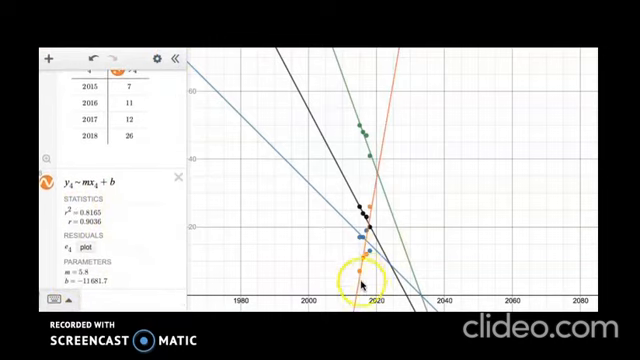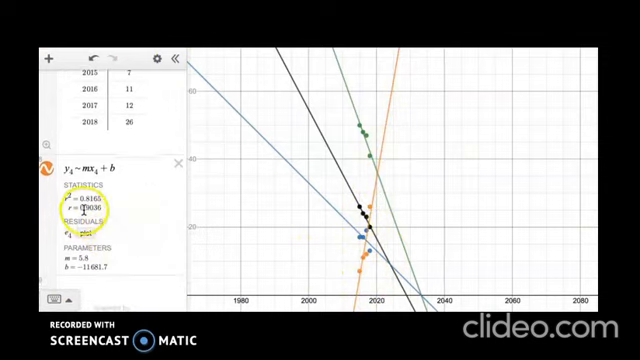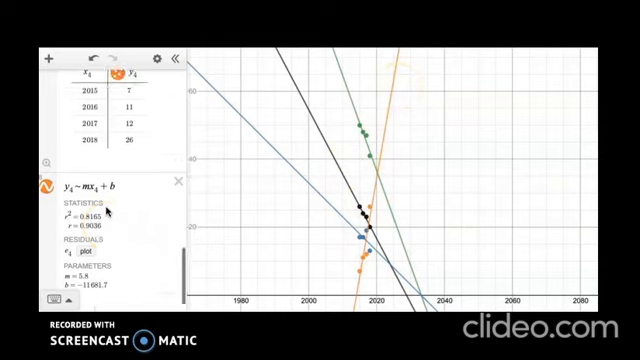Okay, so this R value, let's see what it is. Oh, so this is a positive one. This is a positive R. So the trend line is going up. And it's pretty strong. It's a 0.9.